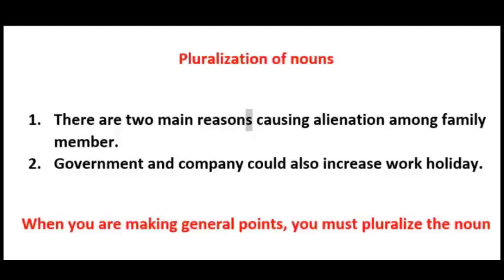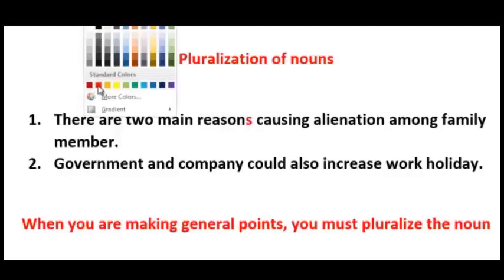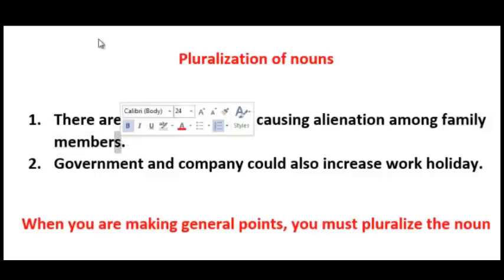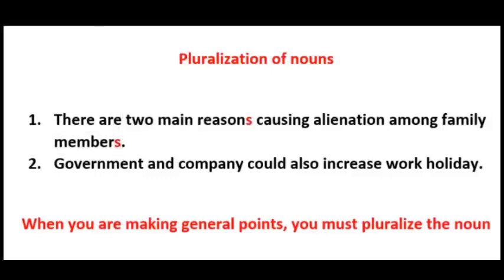So we need to make sure that any nouns agree with the number that we have in front of them, in this case 2. There's another mistake in this sentence as well. Are we talking about just one family member? No, we're talking about family members in general. Therefore, we need to pluralize this noun by adding the S.